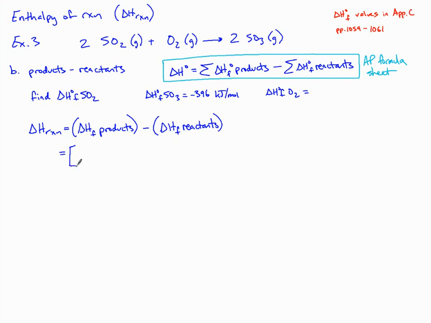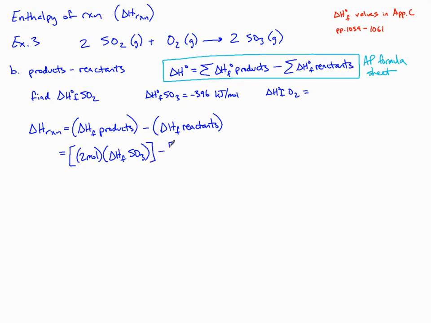The delta HF of the products. So we have to consider two things: one, the delta H of the substance, and two, the coefficient. So 2 here. We have 2 moles of this SO3, and it's going to be times the delta HF of SO3. And that's it for the products.